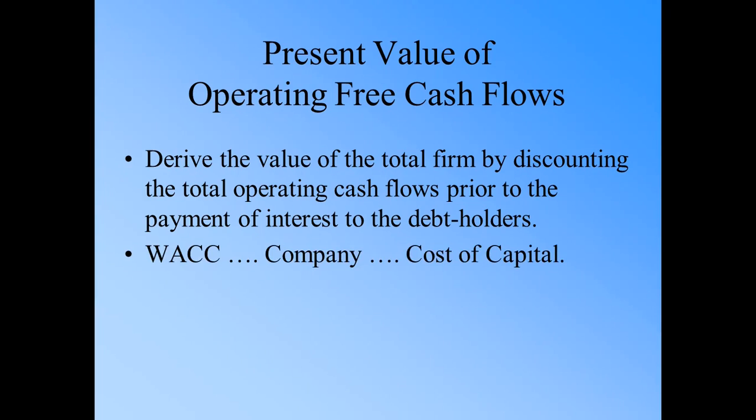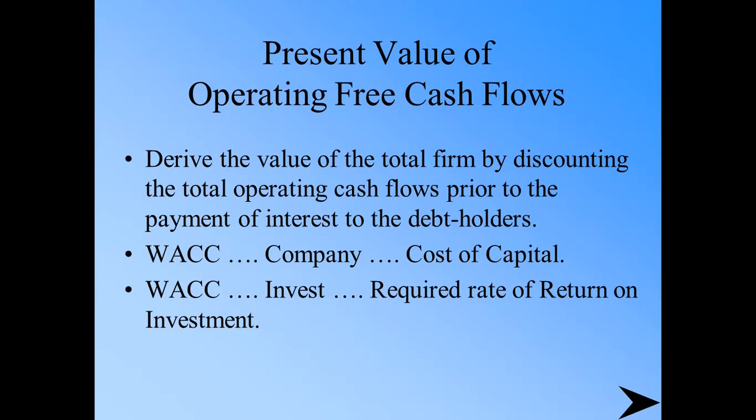One thing that is important to learn is that in the dividend discount model we discount the cash flow, that is the dividend, by the required rate of return on equity, while in operating cash flows we discount the cash flows using the weighted average cost of capital as the required rate of return on investment instead of KE. This weighted average cost of capital, in terms of the company, is called the cost of capital, while in terms of the investor we call it the required rate of return on investment.